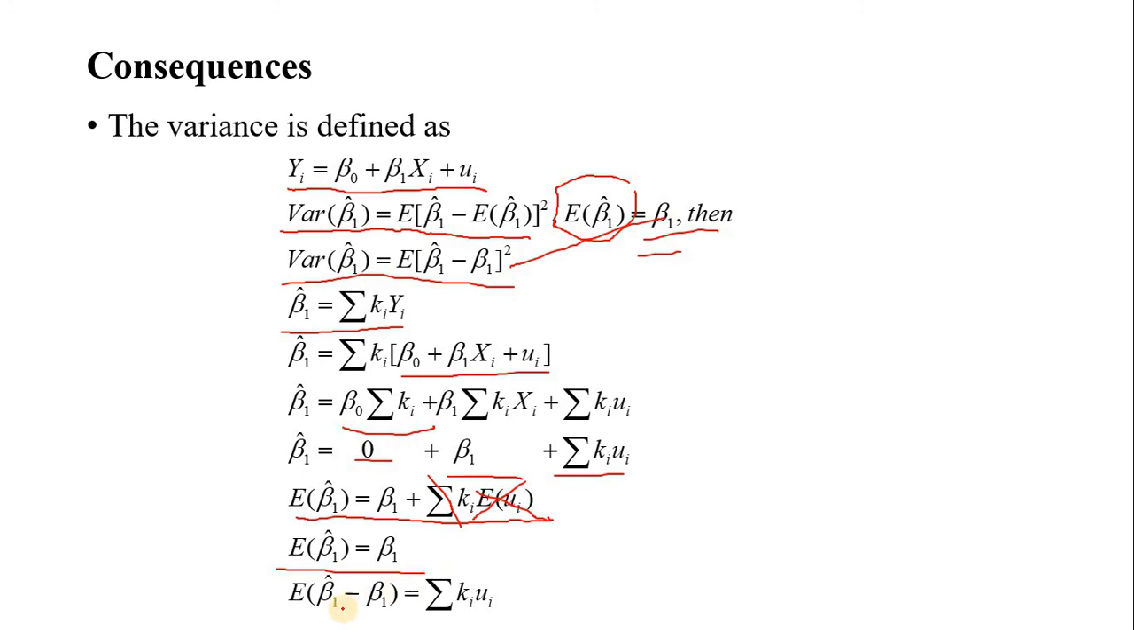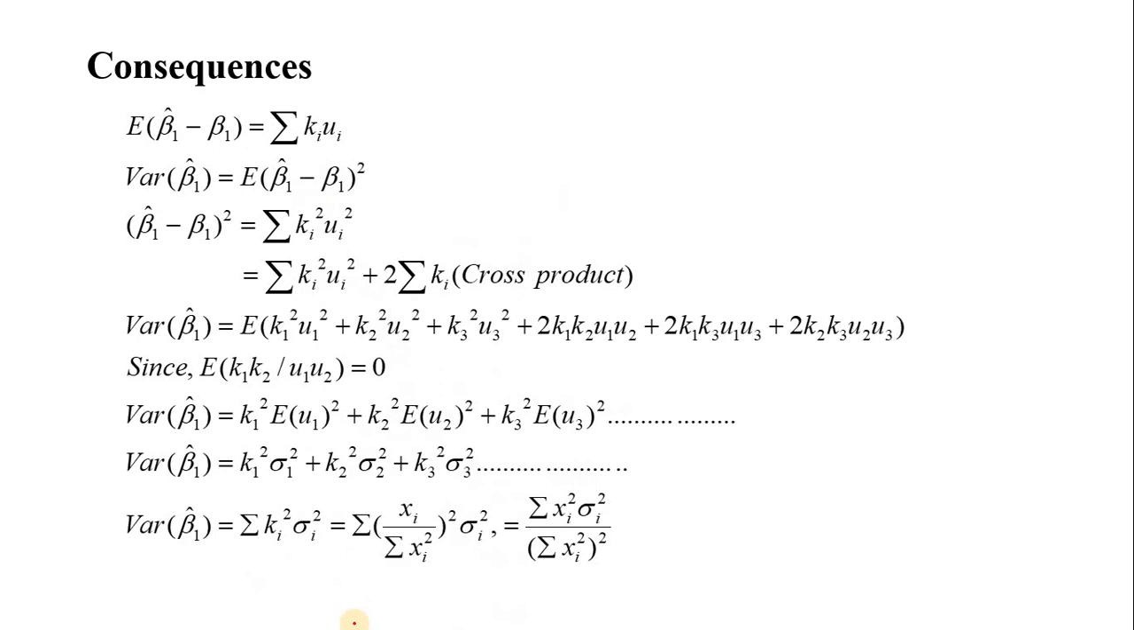Now, beta cap 1 minus beta 1 will be equal to sigma ki ui. If you take beta cap 1 minus beta 1, it will be equal to sigma ki into ui. Now what are we doing? We are expanding this sigma ki into ui. Then what is the variance of beta cap 1? Variance of beta cap 1 is nothing but expected beta cap 1 minus beta 1 whole square.